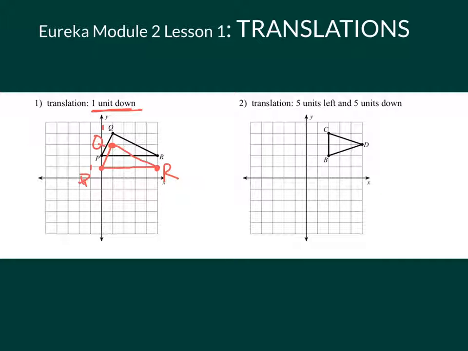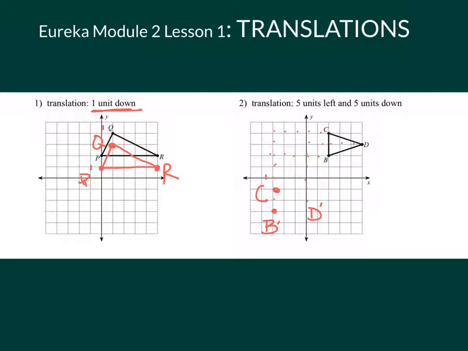All right, and then here on 2, 5 units left, 5 units down. So let's start with B. 5 units left. 1, 2, 3, 4, 5. Then 5 down: 1, 2, 3, 4, 5. There's B prime. D, 1, 2, 3, 4, 5 left, 1, 2, 3, 4, 5 down. And then C, 1, 2, 3, 4, 5 left, 1, 2, 3, 4, 5 down.